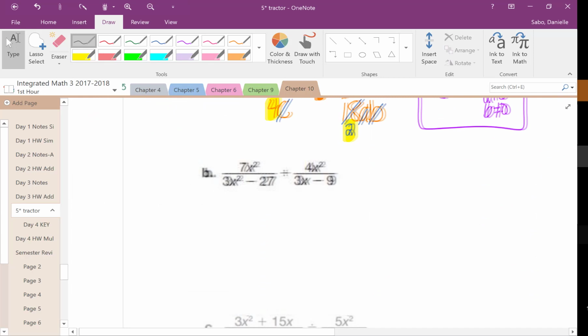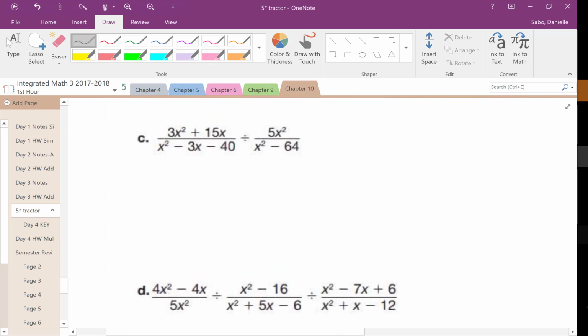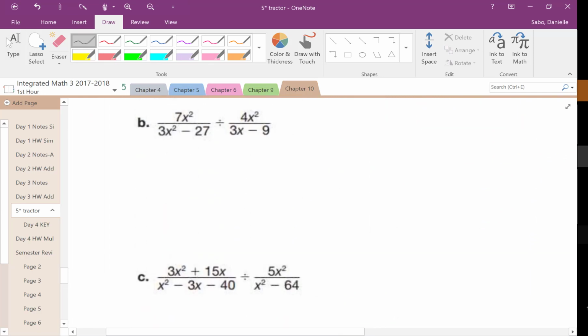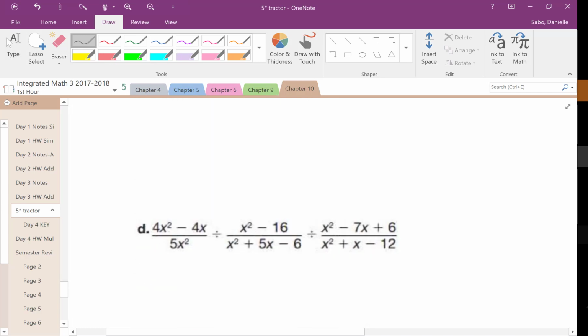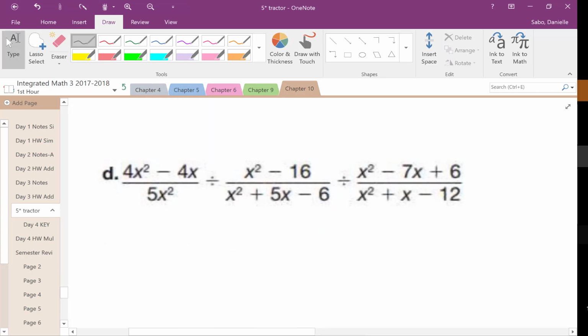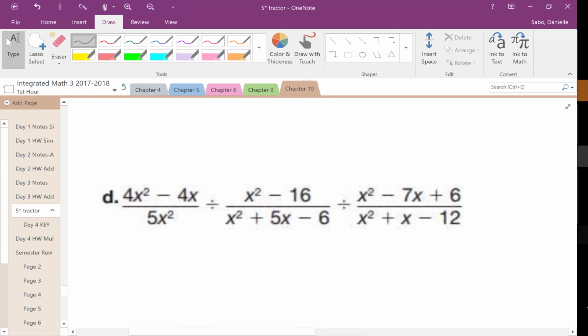Okay, so here's what I want to do. I'm going to just move to the last one. Here we go. Oh, yeah, this is fun. Look at that. Challenge. Factor every piece, please. Yes. Factor every piece. That's your first step in these problems.